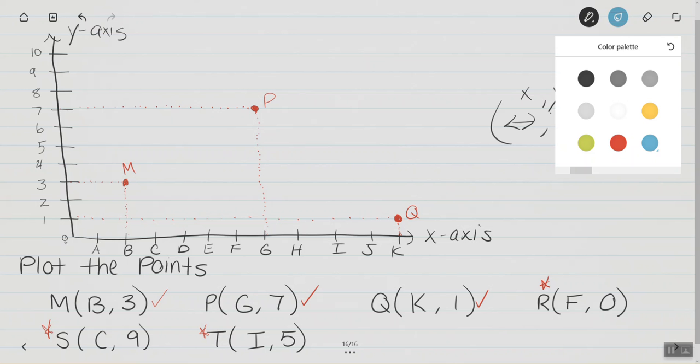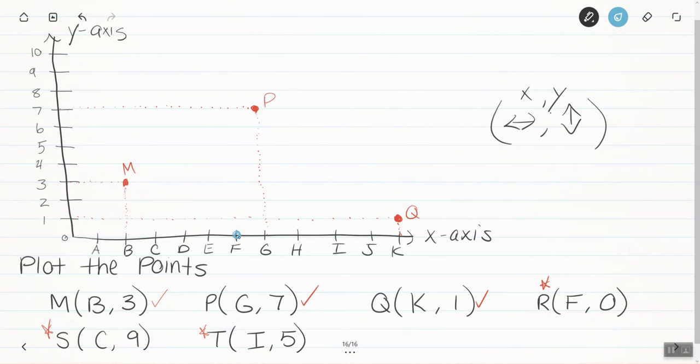So for point R, I have to go to F, and then F and 0. So I actually don't go anywhere. So it just stays on that line. So there's point R. For S, I need to go to C and then up to 9. So here's C, and I'm going to go up to 9. You can see it intersects with the 9. So there's point S.